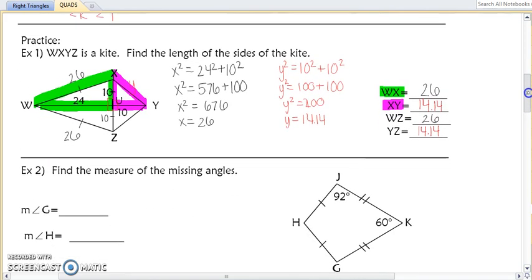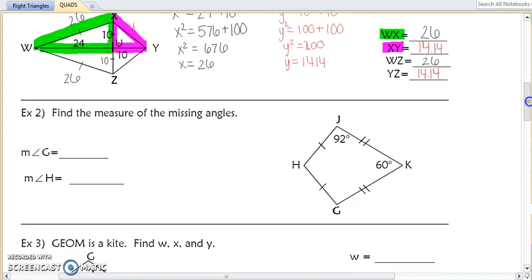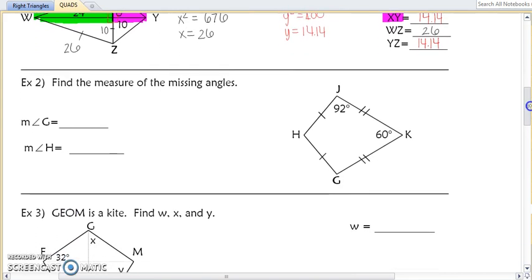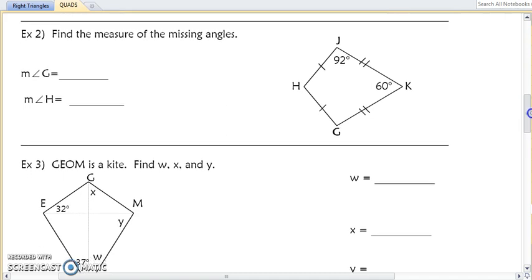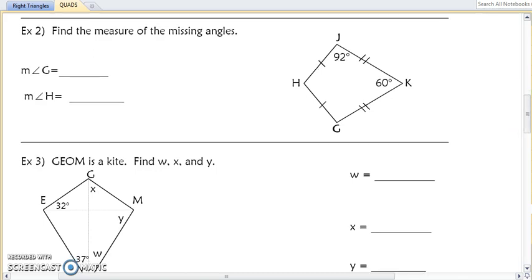Okay. The other thing that I want to talk about is the properties of the angles within a kite. So with our angles in the kite, we want to identify our vertex angles and our non-vertex angles. Our vertex angles are created by two congruent tick marks. So this would be a vertex angle and this would be a vertex angle. In that situation, we know that vertex angles are bisected, right?